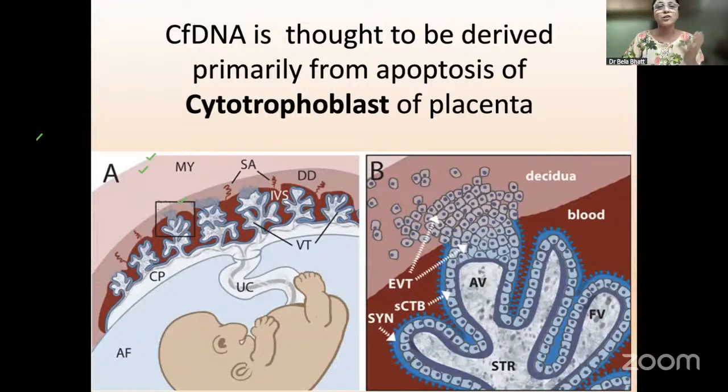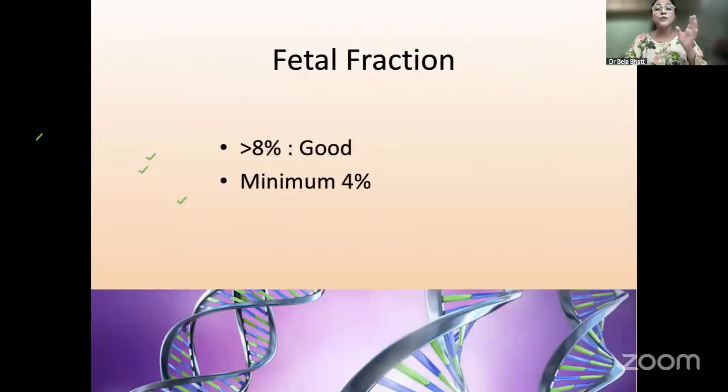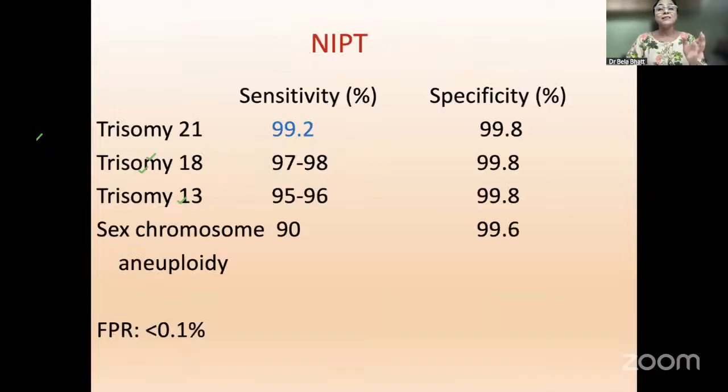I'm not going to go into details of it, but basically it's a test of assumption. Fetal fraction is very, very important in NIPT. It has to be at least more than 4%. If it is more than 8%, good. And on sensitivity and specificity, NIPS is the best available screening test for trisomy 21, because the sensitivity is 99.2%, more than even the combined test, with a specificity of 99.8%. And for trisomy 18 and 13 also, it is 96 to 97%, good sensitivity for good specificity.